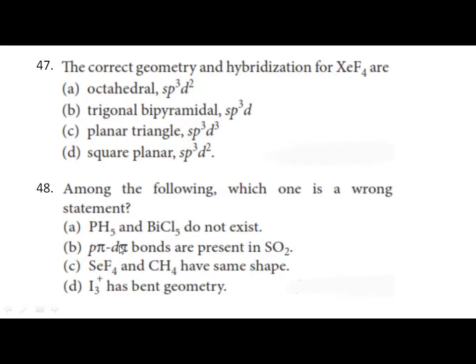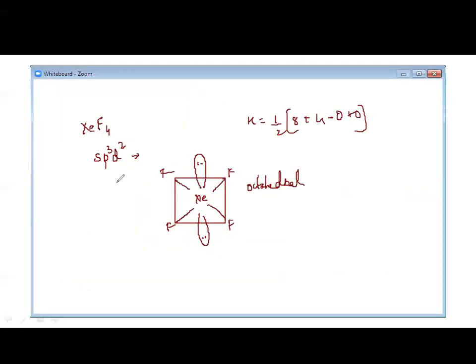Pπ-dπ bonds are present in SO2. Yes, pπ-dπ bonding is present in SO2. That means the pi bond is formed between p orbitals of sulfur and d orbitals of oxygen. SeF4 and CH4 have same shape? There is something going wrong here. We know that CH4 has tetrahedral geometry like this, correct? H, H, H, H. This is tetrahedral geometry because the hybridization is sp3.